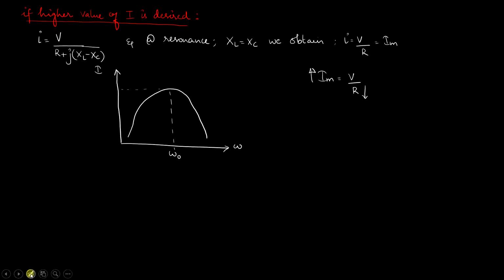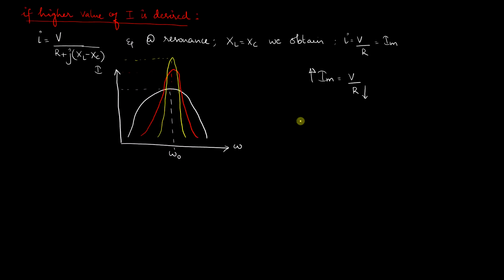So if I consider the next graph, this will be the new value of the current with the peak here. I can consider another graph with a different value of resistance. So I can obtain my peak at this particular point.